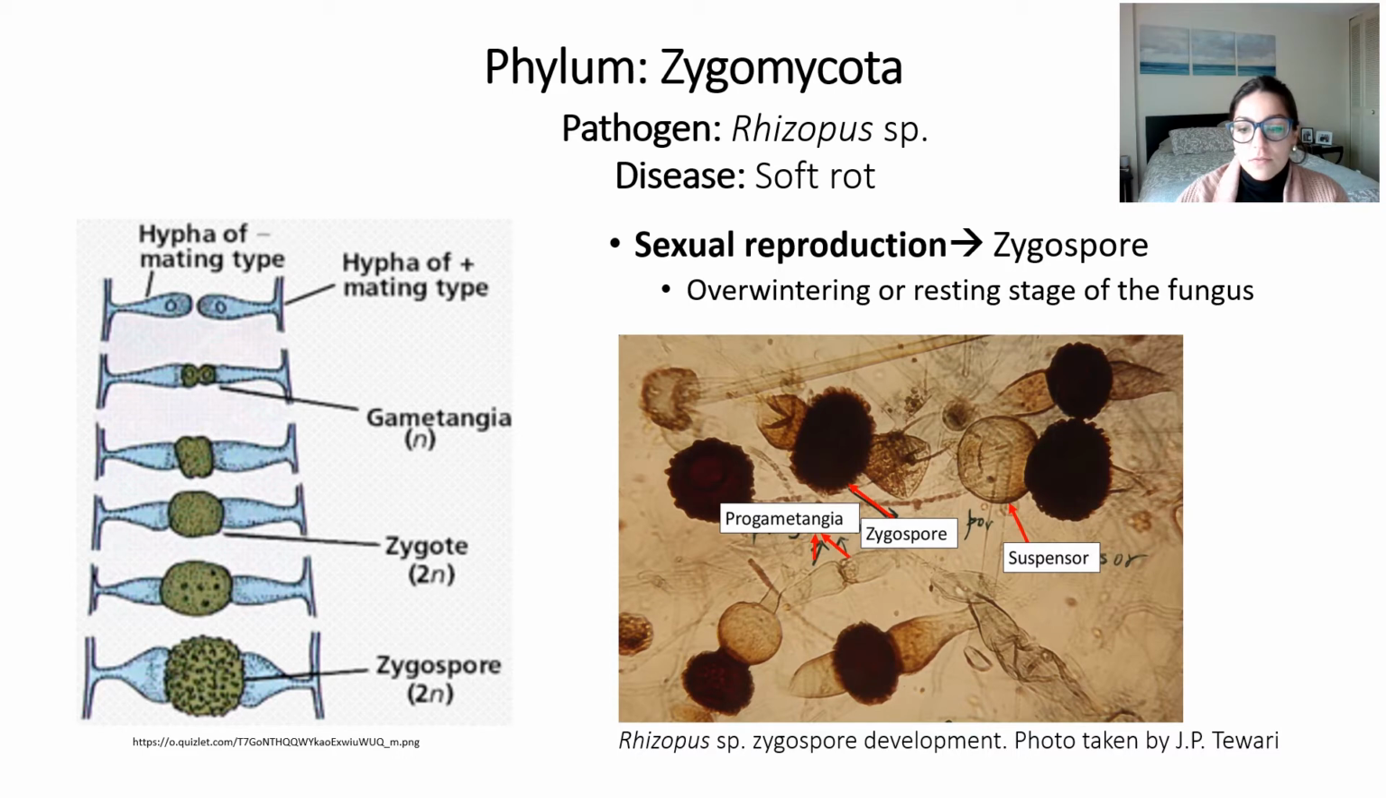The parts of this we have in this photograph. The gametangia, when they come together, then we get the zygospore here. They're black with a very thick wall, and the structures that sustain them are the suspensors, as we can see here.